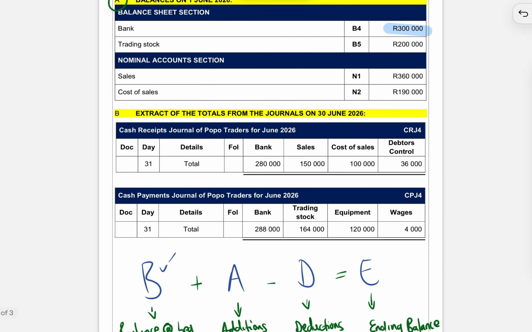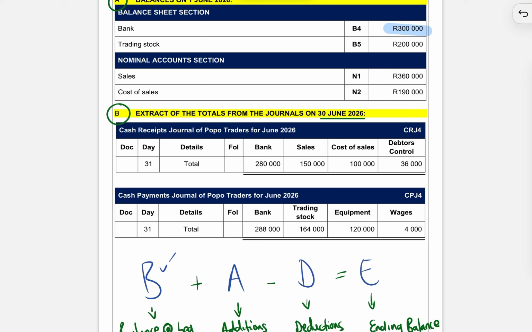So you need to go back to your information and check, did the business receive any cash during the month into the bank account? Yes. So you go to information B, extract of the totals from the journals on the 30th of June 2026. Remember, the purpose of the cash receipts journal and the cash payments journal is to give the business an overview of what took place during the month. So in this case, we are talking about the month of June. And then at the end of the month, we are going to summarize everything. We are going to total everything.